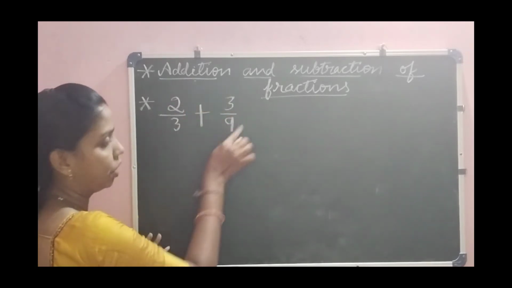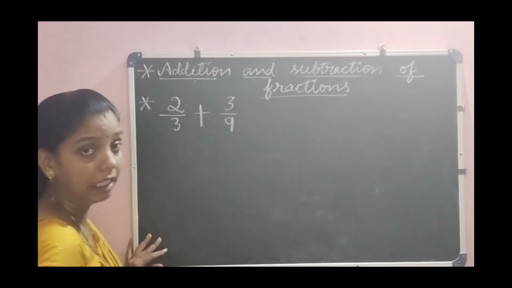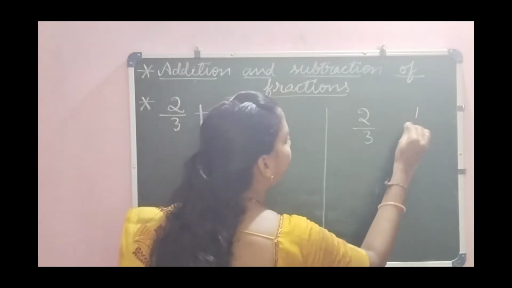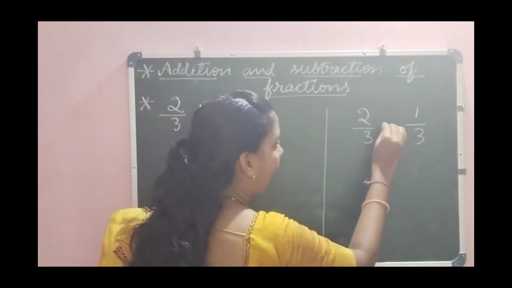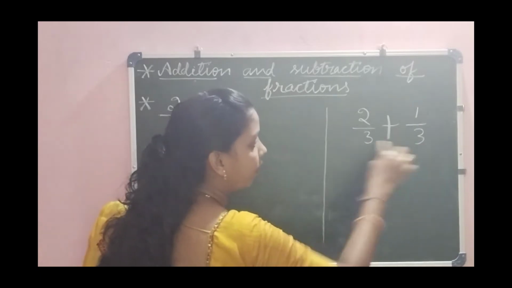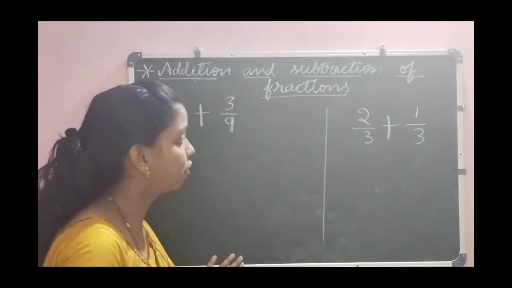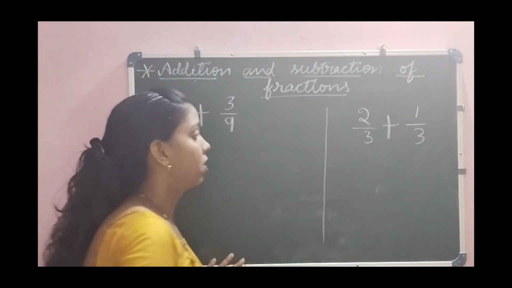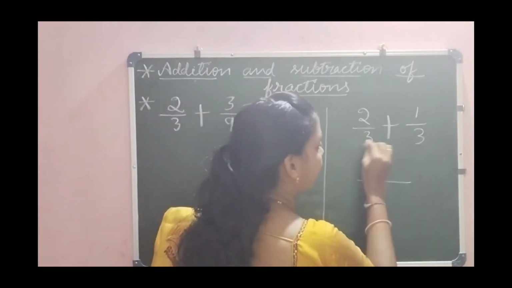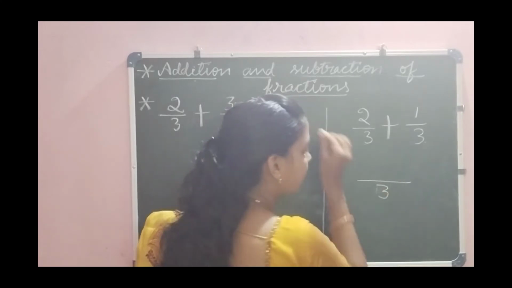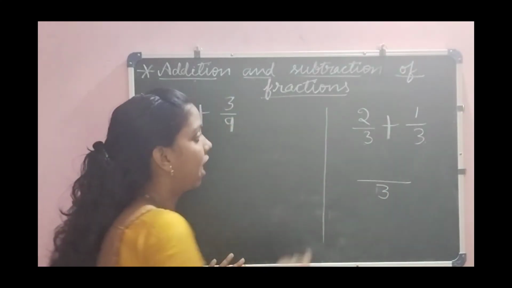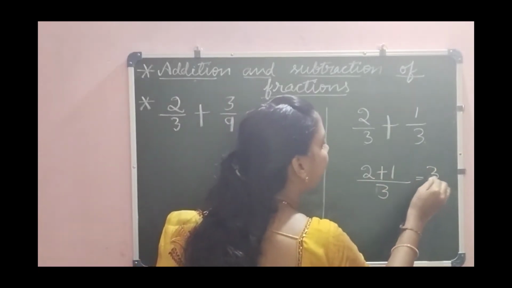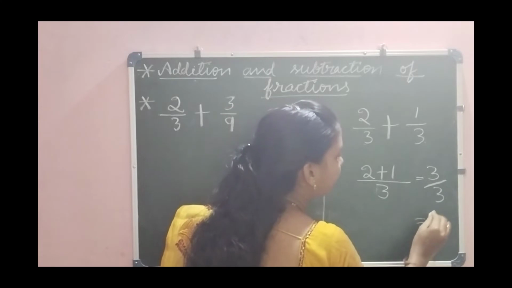In fractions, when they have the same denominator, for example 2 by 3 and 1 by 3, both have the same denominators. That's why those two fractions are called like fractions. When you add like fractions, the denominator stays the same, so you write 3 as it is, and add the numerators, 2 plus 1, that is 3. So 3 by 3, and 3 by 3 is 1.